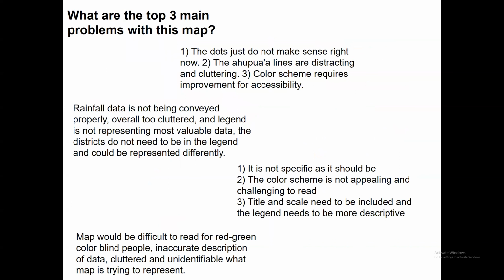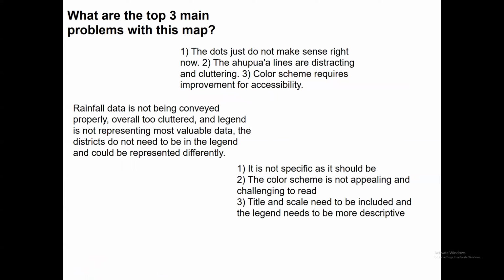It's not specific. The color scheme is not appealing. The title and scale need to be included. It'd be difficult to read for red-green colorblind people. An accurate description of data, cluttered and unidentifiable with them. So yeah, you guys, you didn't hold back on your comments about this map.